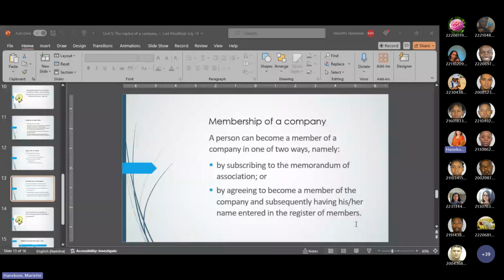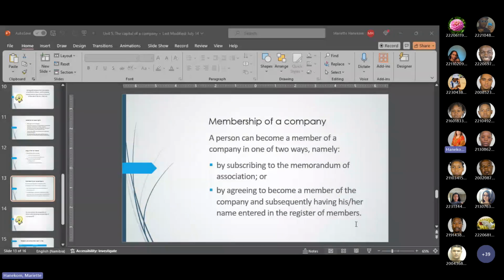Sorry, ma'am. Yes, I have a question. With regards to the acquisition of shares, you mentioned that I can buy shares from you. And now you're saying here again that in order for you to be a shareholder, you need to be a member of the company. I'm getting confused. I understand the first part, but I'm getting confused with the second part.